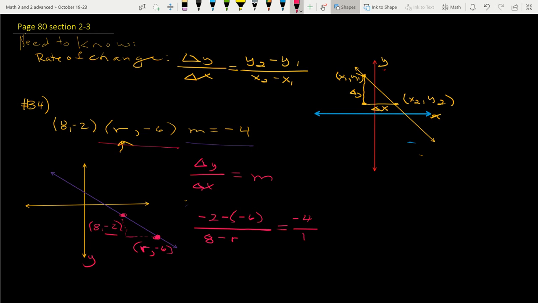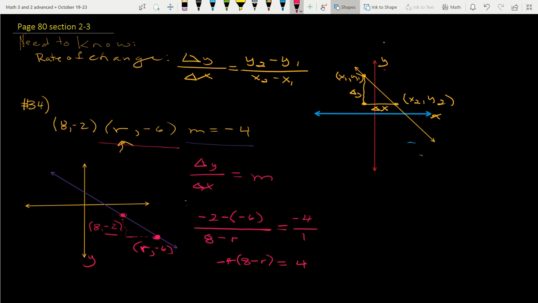So now I've got this equation right here that I can solve. So it's a ratio, so now I can do some cross multiplication pieces. For the sake of simplifying, -2 plus 6 is going to be 4. So this top part becomes 4. 4 times 1 is 4. All right. So that will go over here. And then I'm going to take this piece here and multiply it by that down here, which is going to be -4 times 8 minus r.